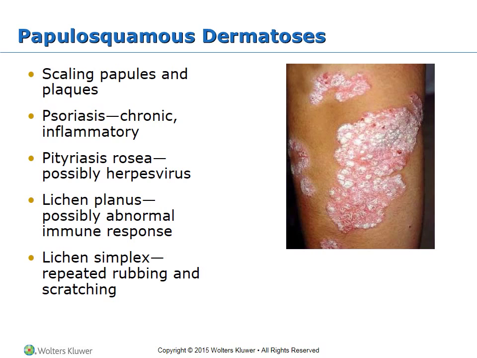Papulosquamous dermatosis. This is scaling papules and plaques. Probably the most common one that we see is psoriasis. And remember, this is a chronic disorder. It's an inflammatory condition. These are listed starting on page 1164 for you.